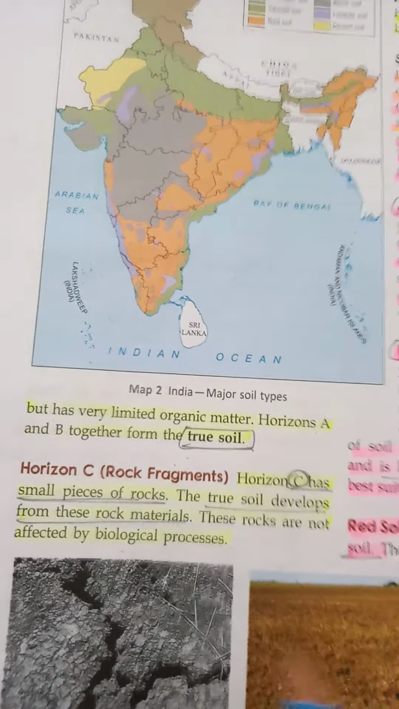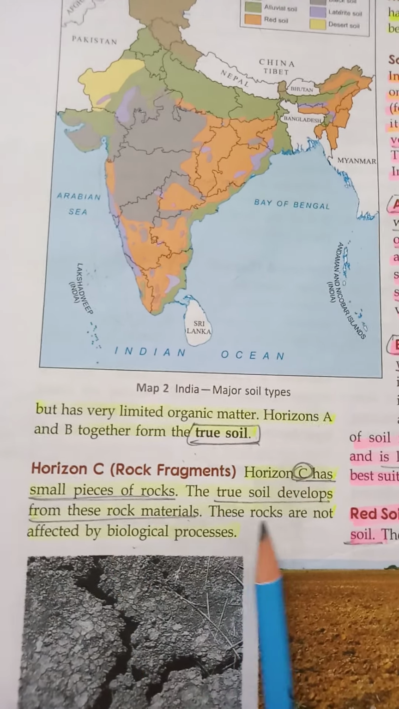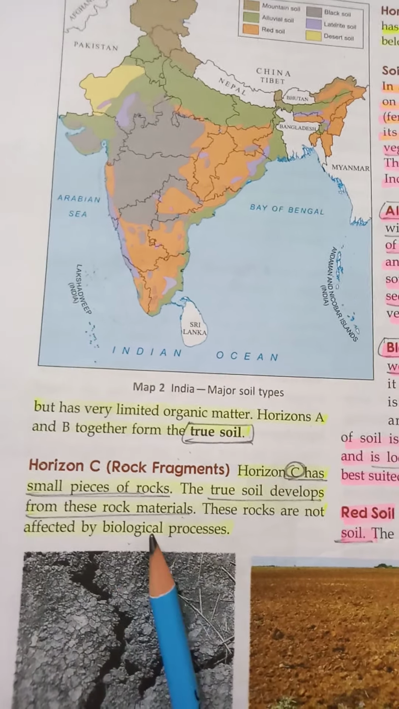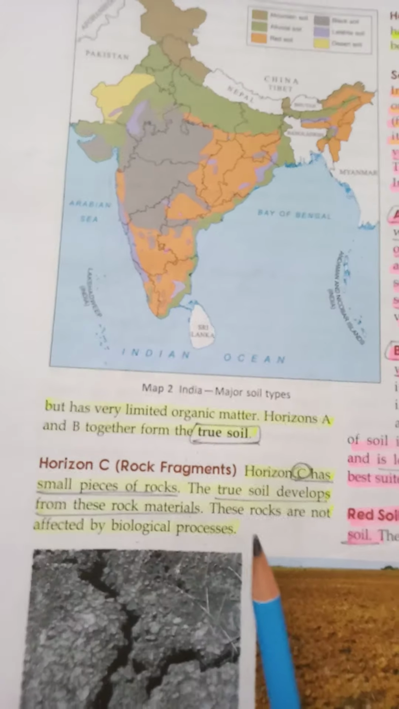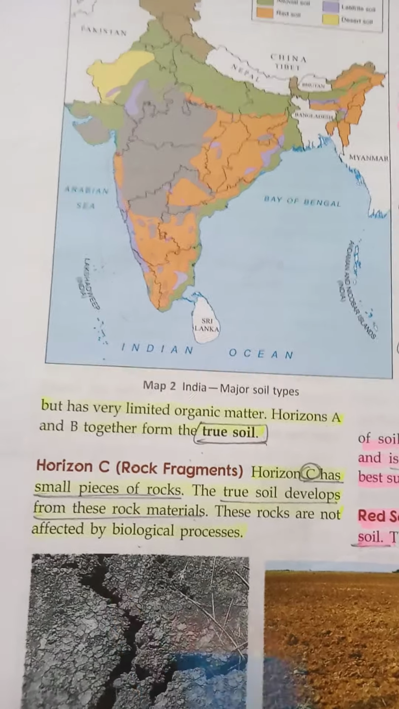Then we have horizon C, that is rock fragments. Horizon C has small pieces of rocks. The true soil develops from this rock material. These rocks are not affected by biological processes. And the last horizon is horizon D, that is parent rock. Horizon D has unbroken rock material lying below horizon C.